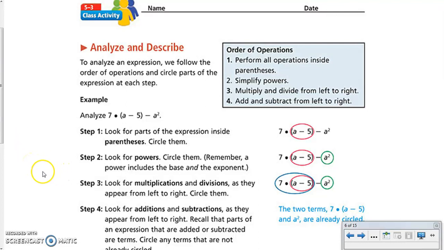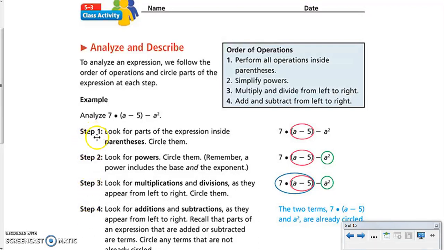But on page 172, it goes with the different steps that we're going to use to help us analyze the expression, so that in the future we can solve it using our order of operations. So on page 172, we've got the order of operations. Again, we also have that in our classroom in our anchor chart. But we're going to analyze this expression, which is 7 times (a minus 5) minus a to the second power. Okay, and there are 4 steps that we go through. Not all of them are going to be used all the time, but we want to go in this order, obviously, to analyze this expression.